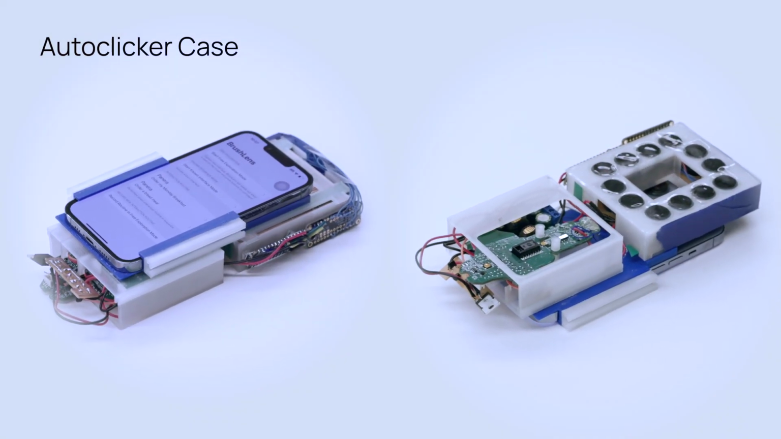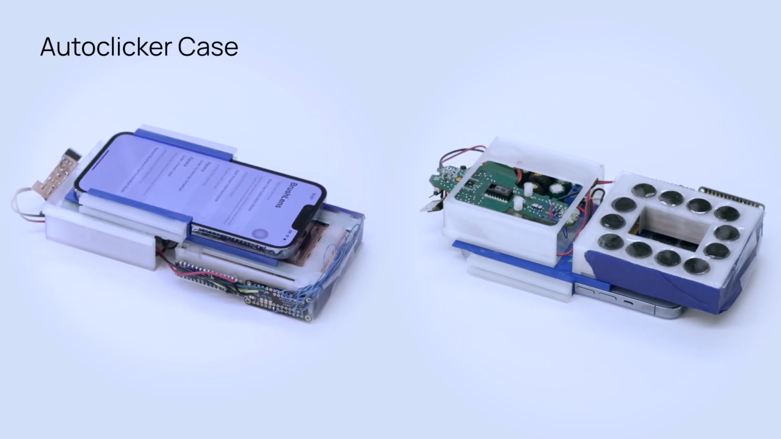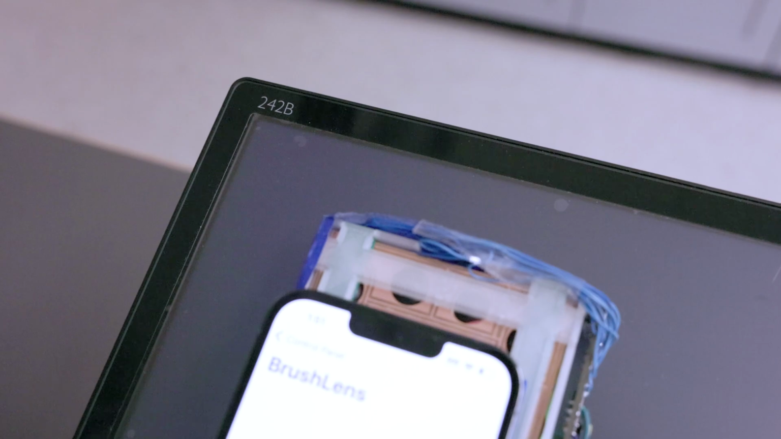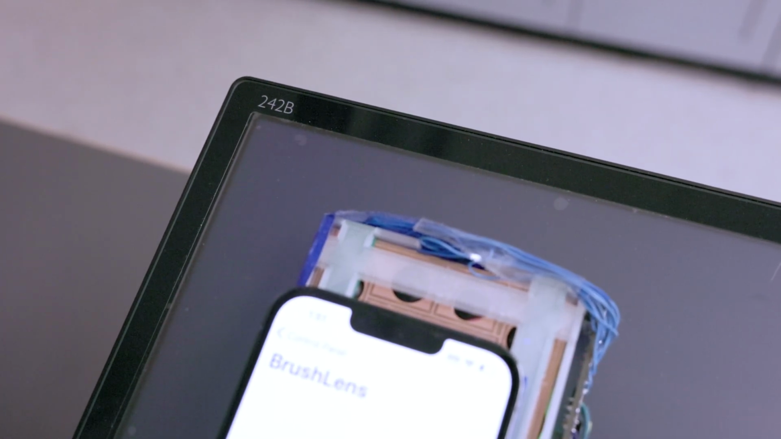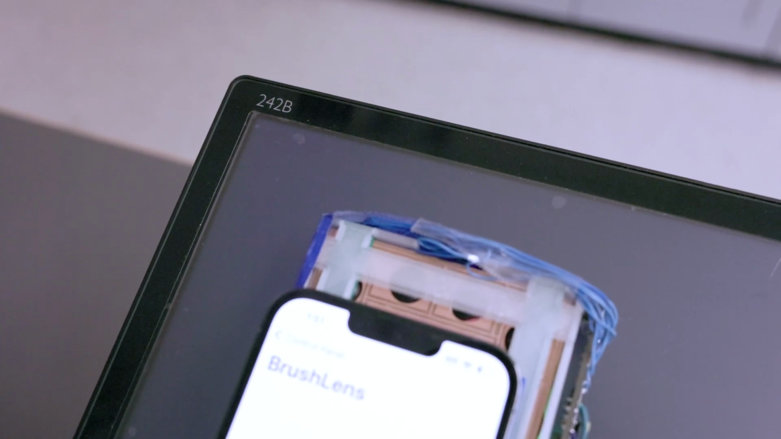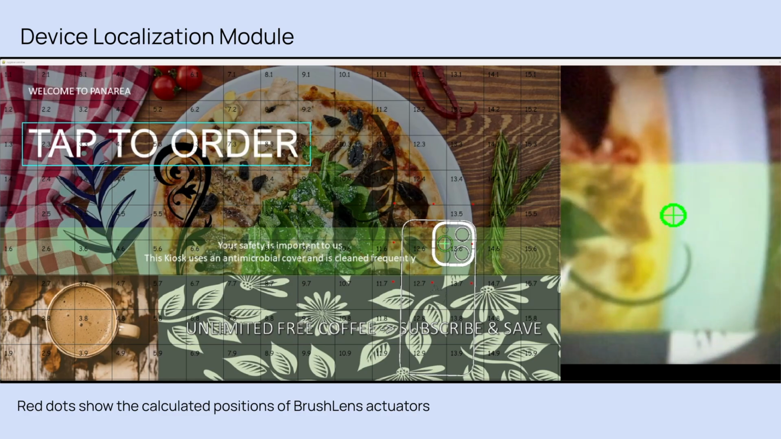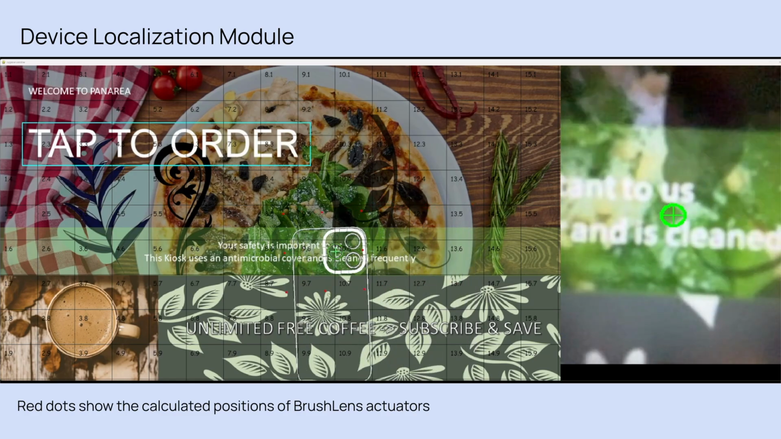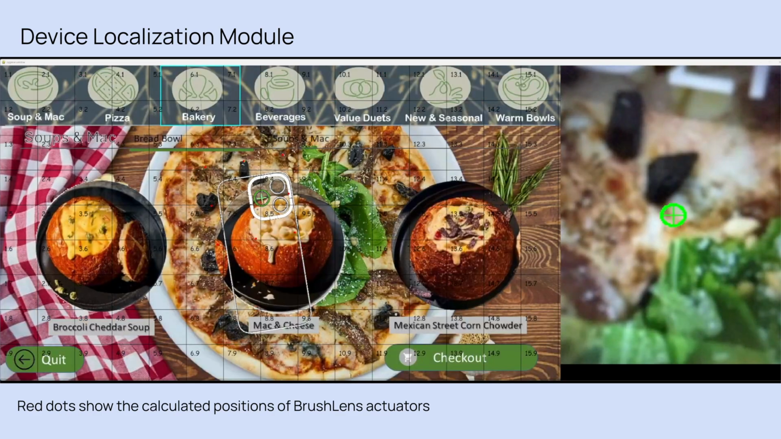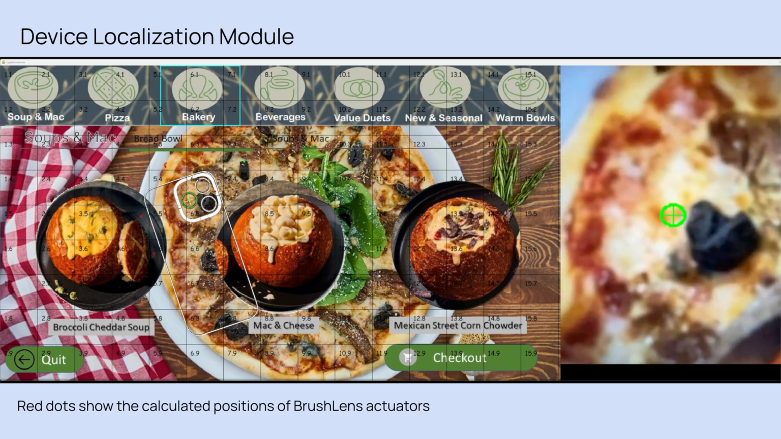The autoclicker actuator alters the capacitance of the screen to simulate a fingertip touch. With no mechanical movement for actuation, autoclickers have lower actuation delay than solenoids, resulting in better actuation accuracy on capacitive touchscreens. All actuators are controlled by the BrushLens software, which calculates the device pose from sensor readings and decides when and which solenoid to activate, given the saved interface layout and the user's command.